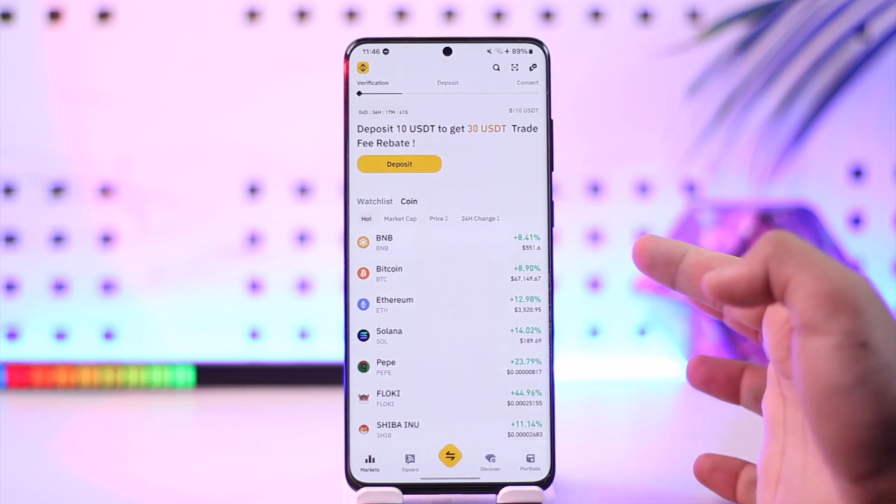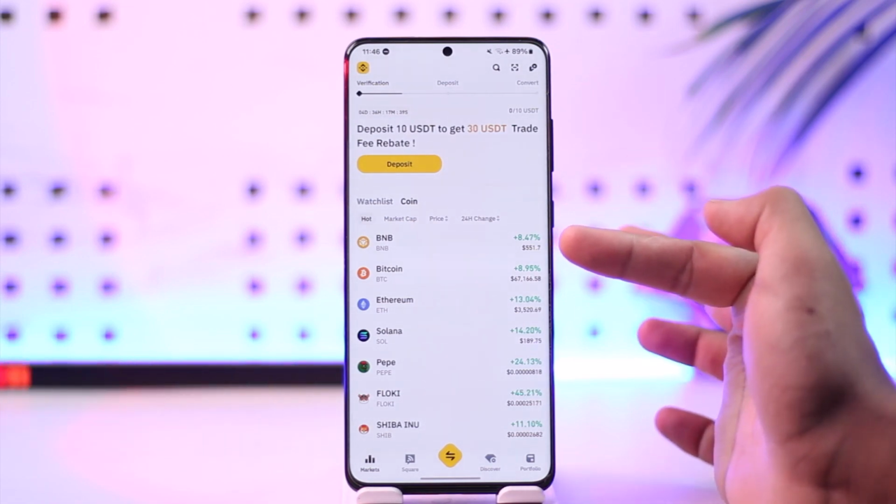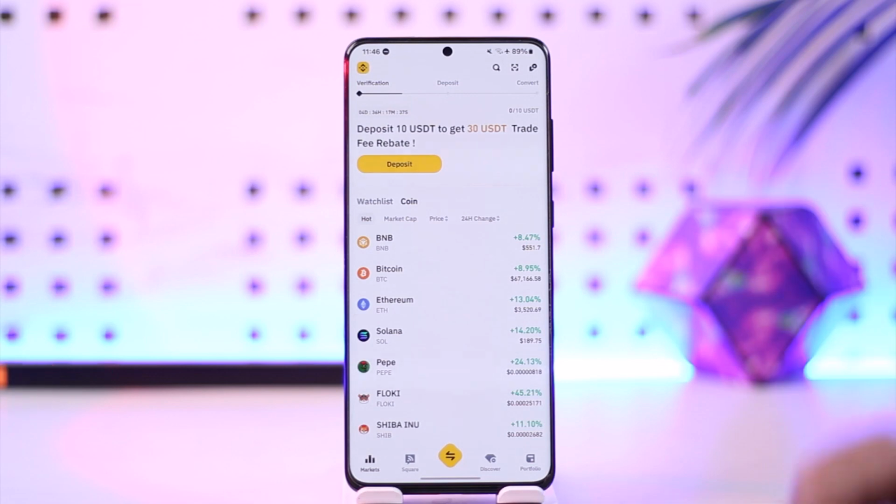So let's say I purchased BNB. Let's say it increased 8% since the time I bought it. I can simply sell it for a certain amount of profit. I'll get 8% profit along with my money back. So it just really depends upon what stage your crypto is in.